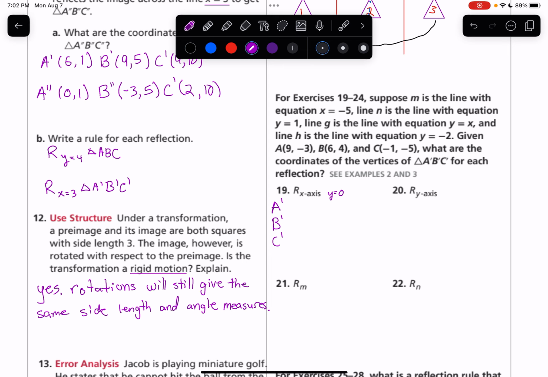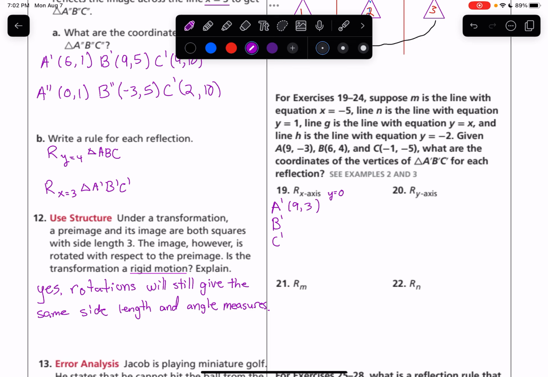Y equals 0 is a horizontal line on the x-axis. So if we are reflecting a point across the x-axis, what's going to happen is our x-coordinate is going to stay the same, but our y-coordinate is going to get flipped. So instead of -3, this one will be +3, because instead of being below the x-axis, it's now going to be that many above the x-axis. So we can write that A prime is going to be 9, +3.